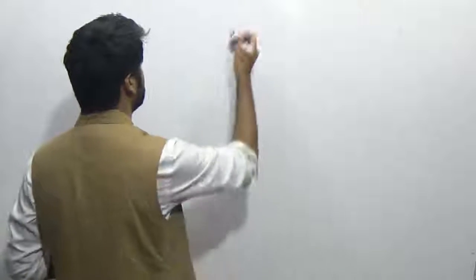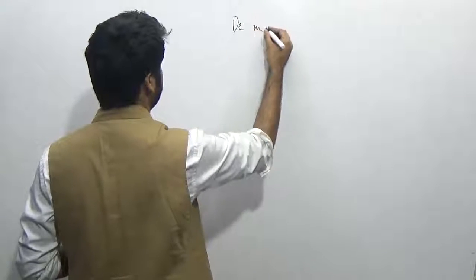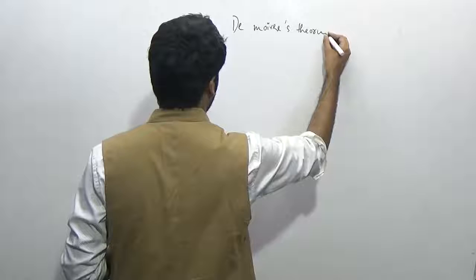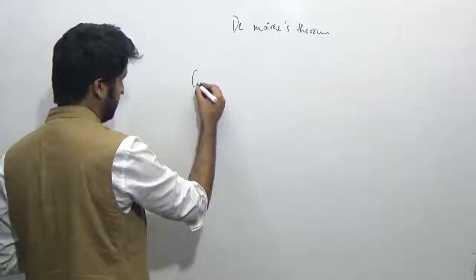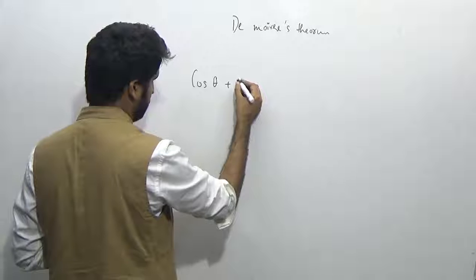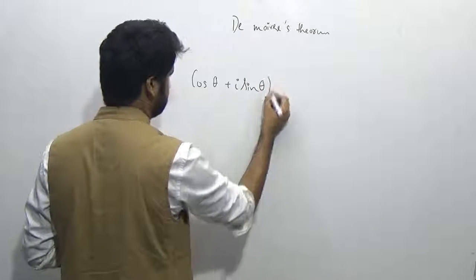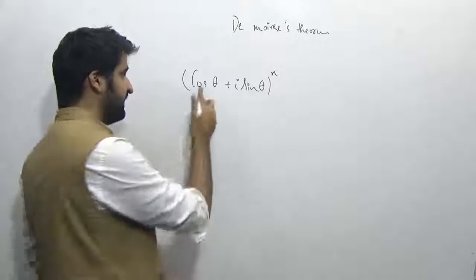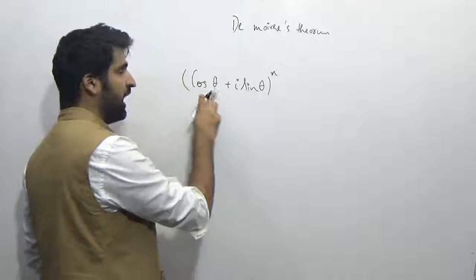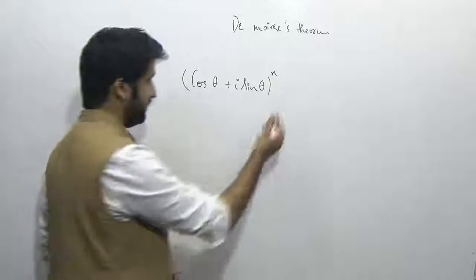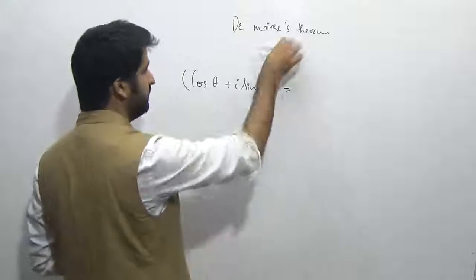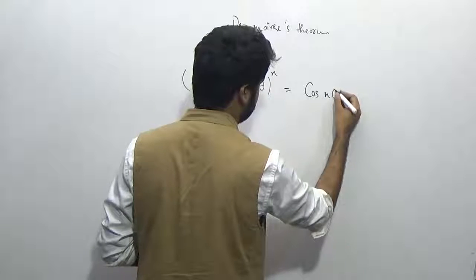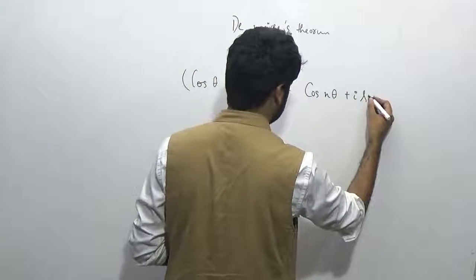Which is used in complex numbers, and it is called de Moivre's theorem. Now this de Moivre's theorem says that if I take the nth power of this complex number, the argument will get multiplied with n. This thing we have already studied, but we'll study it in the polar form now. So this will become cos n theta plus iota sin n theta.